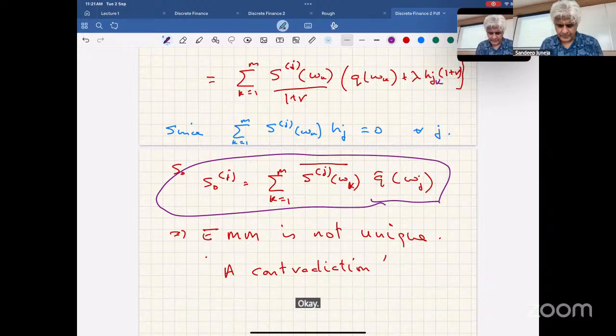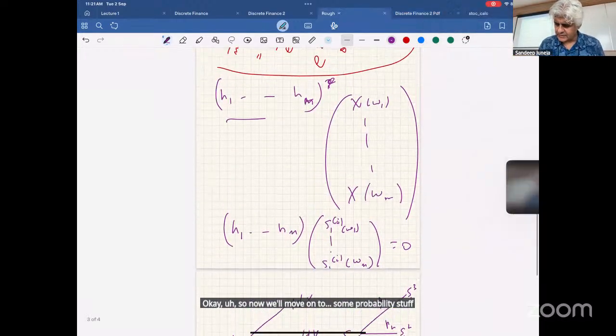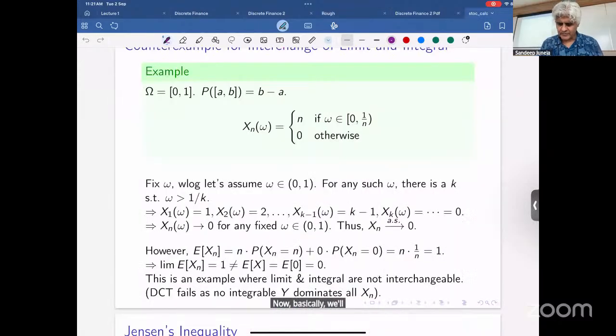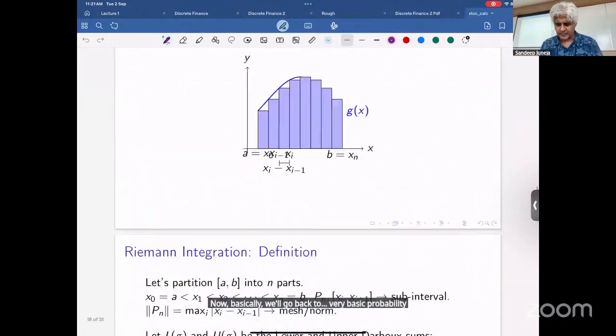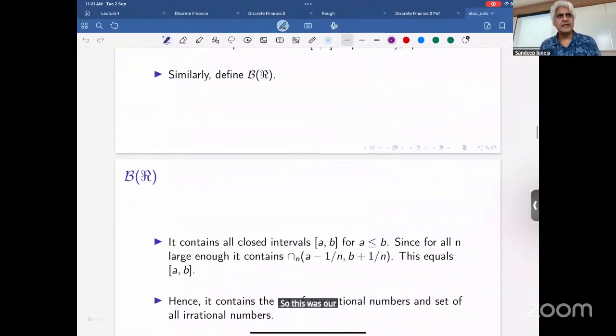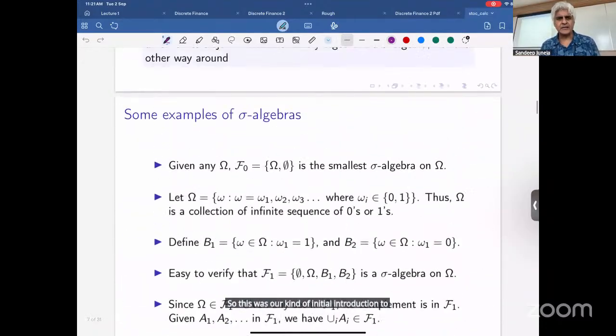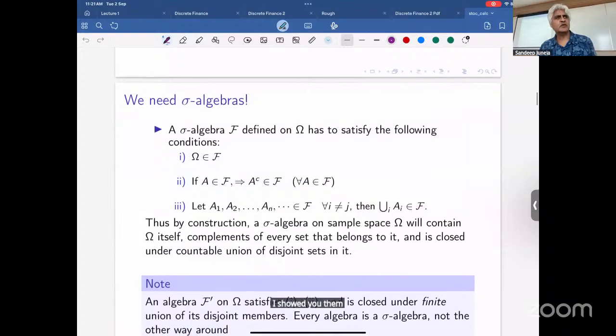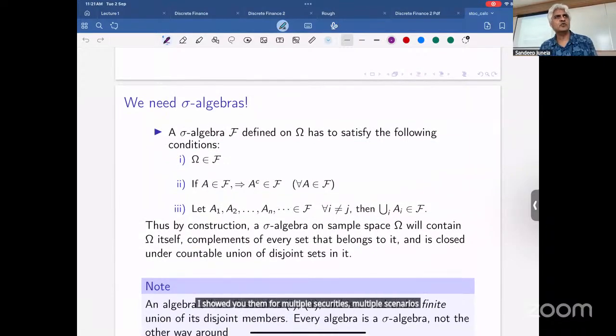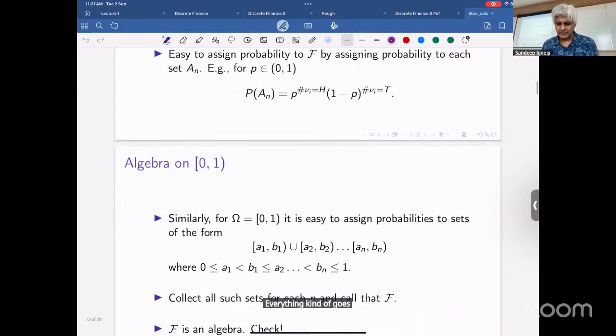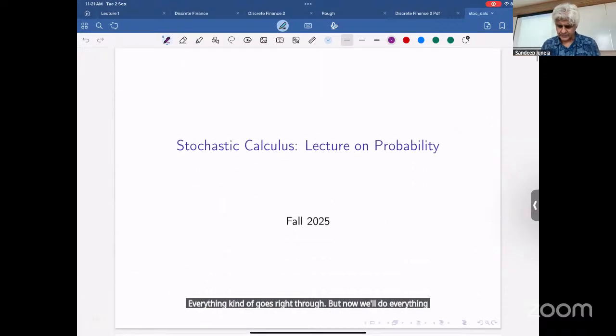Okay, so now we'll move on to some probability. We'll go back to very basic probability. This was our initial introduction to key ideas in finance. I showed them for multiple securities and multiple scenarios in one or two time periods, but that would extend to multiple time periods. I just haven't shown it to you. Everything goes right through. But now we'll do everything in continuous time.